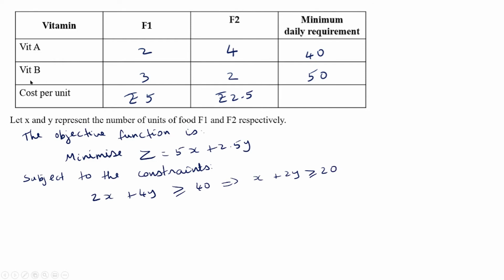And then we have the constraint with respect to vitamin B. The food F1 has 3 units of vitamin B and F2 has 2 units of vitamin B. So the next constraint is 3x plus 2y. It should be greater than or equal to 50 because the minimum daily requirement of vitamin B is 50 units. So the next constraint is 3x plus 2y greater than or equal to 50. And then we have the non-negative constraints, x greater than or equal to 0 and y greater than or equal to 0. So this is the mathematical formulation of the given linear programming problem. Here this is also a diet problem.